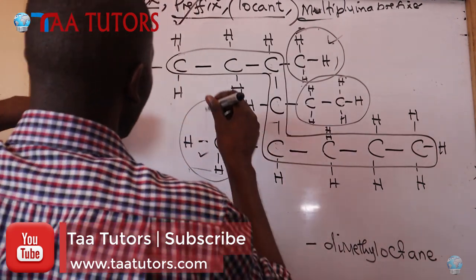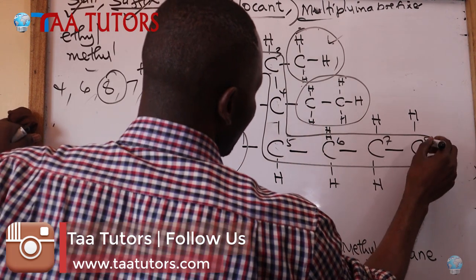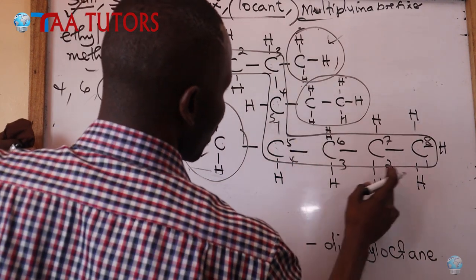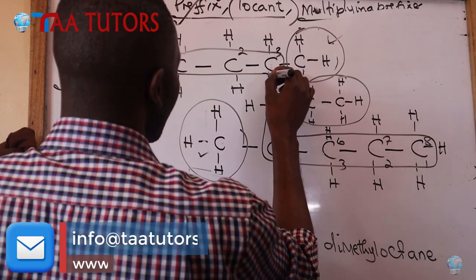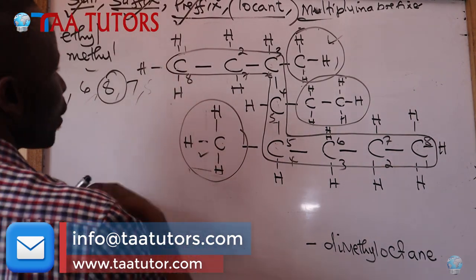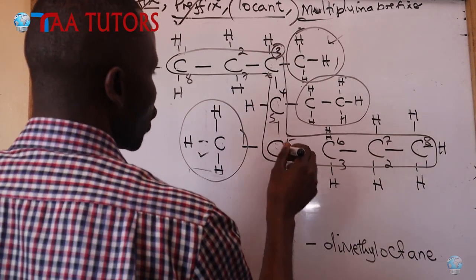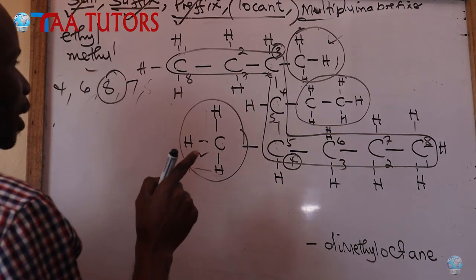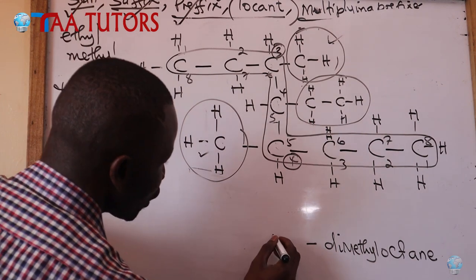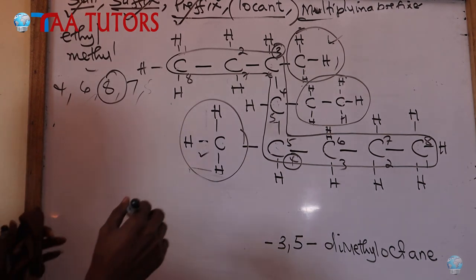Then let's see. If I start here, 1, 2, 3, 4, 5, 6, 7, 8, or 1, 2, 3, 4, 5, 6, 7, 8. So if I start from here, the first locant is 3. If I start from here, the locant becomes 4. So it means the locants I'm going to start from are 3, 4, 5. So I'm going to say 3, 5. I've identified the locants for the dimethyl.